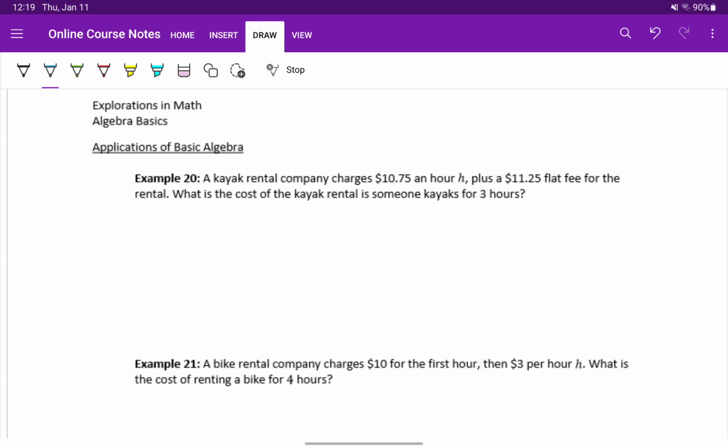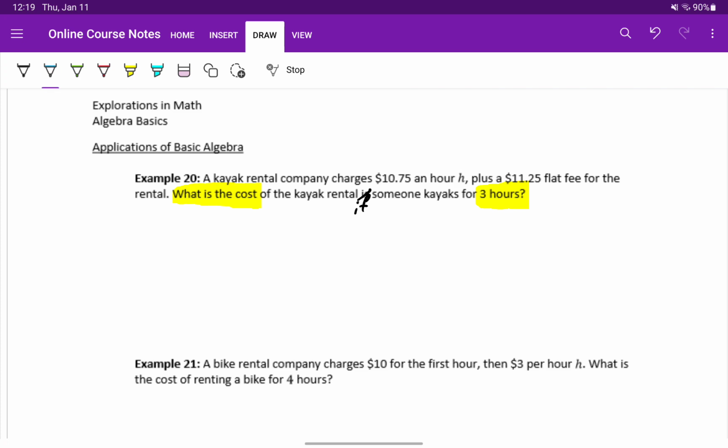In example 20, we're told that a kayak rental company charges $10.75 an hour H plus $11.25 as a flat fee for the rental. What's the cost of the kayak rental if someone kayaks for 3 hours? I'll fix my little typo there. If someone kayaks for 3 hours. There are a couple of different pieces of information we want to focus on pulling out of this. We know that the goal, ultimately, is to determine the total cost of renting for 3 hours.